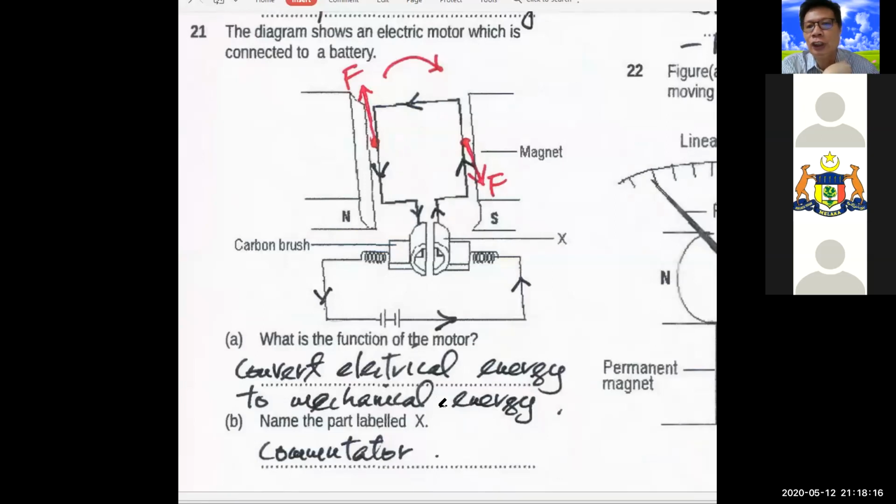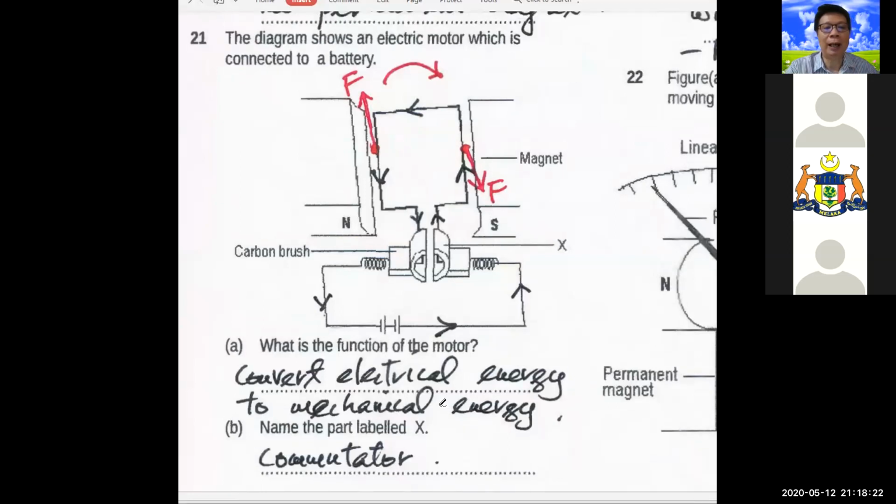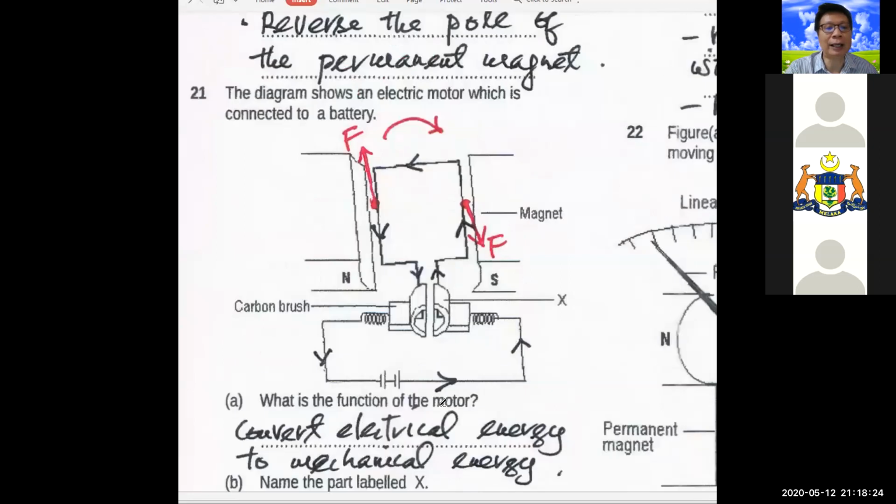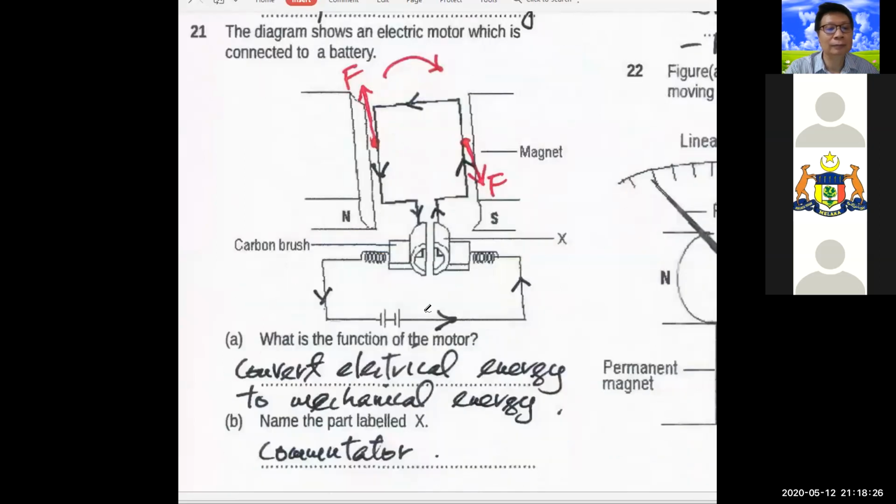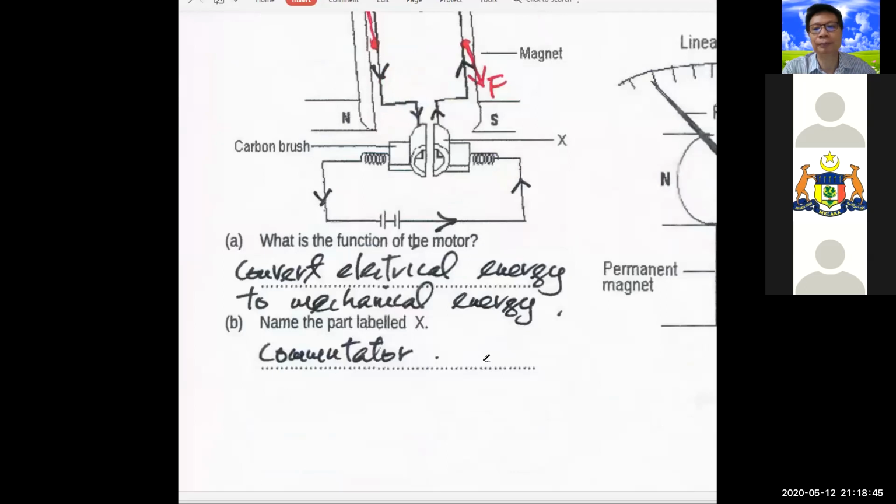Motor answer is to change electric energy to mechanical energy, right? Then the part labelled X. Where is the X? Label X. X is here. Commutator. This is commutator. Make sure you write the spelling correctly, commutator. Okay? Commutator, half ring, one on the left side, the other one on the right. Okay, half ring. Okay, next.